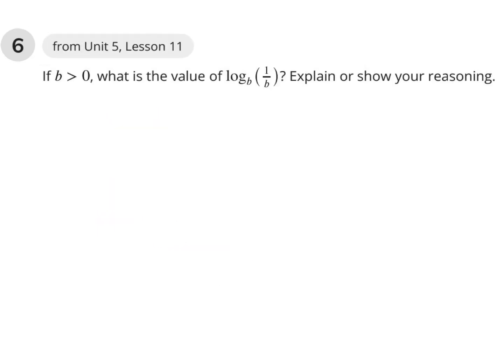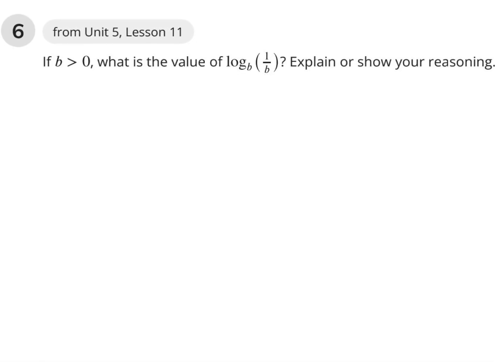Okay, if b is greater than 0, what is the value of log base b of 1 over b? All right, so if I was to switch this around, say b to the x is 1 over b, so x has to be -1 because b to the -1 equals 1 over b. So it doesn't matter what the number is, you just have to understand exponent laws.